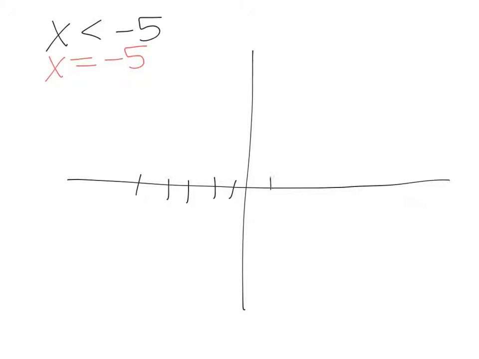1, 2, 3, 4, 5, okay? So where is x equal to -5? Right here. When I'm thinking of a line, I'm going to draw a vertical line because x equals -5 here, x equals -5 here, x equals -5 there, etc.